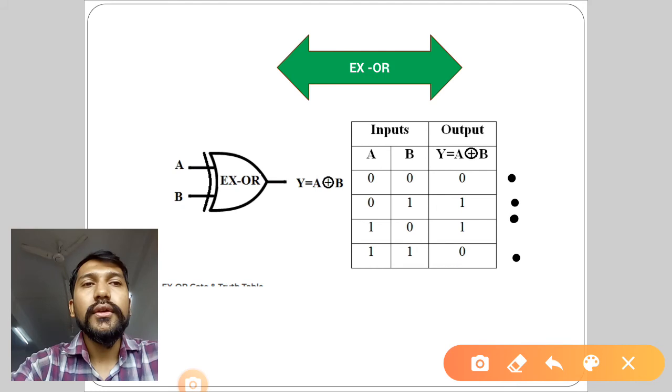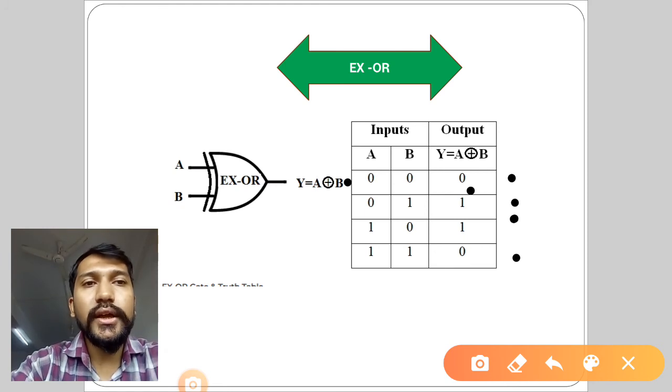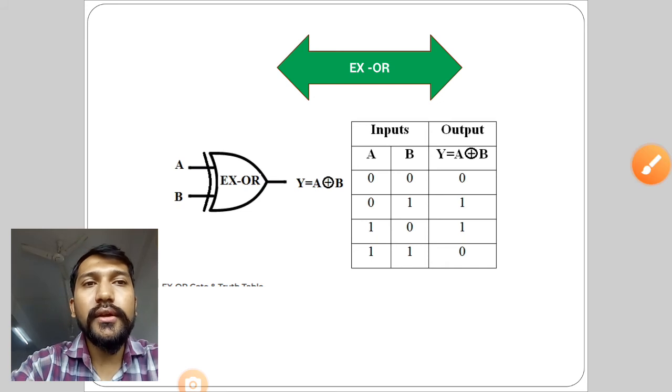So tell me in which condition I will have different inputs. First condition 0 and 0, so both the inputs are same. 0 and 1, my inputs are different. 1, 0 and 0, 1. In the second and third conditions my inputs are different, and in the last condition both are same. So what was my statement? The output of XOR gate is high when both the inputs are different. So where are both the inputs different? Second condition and third condition.